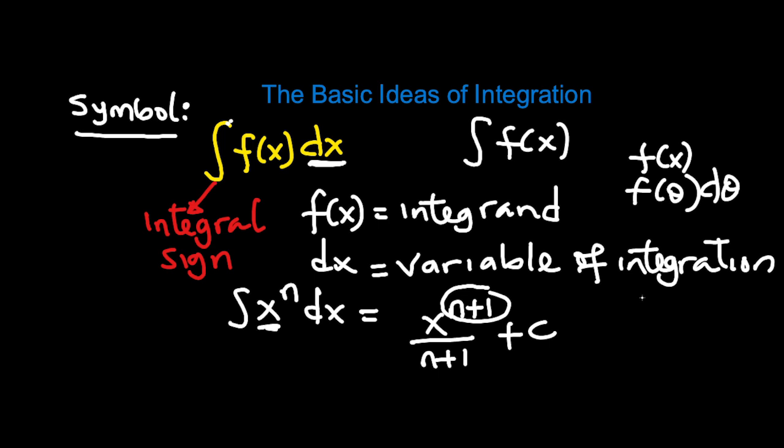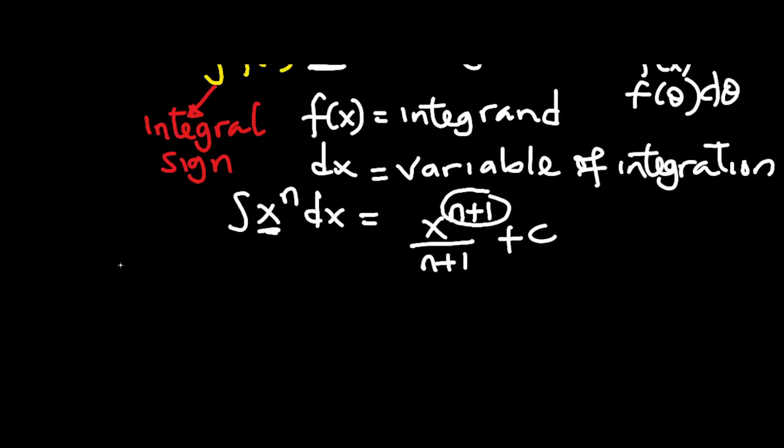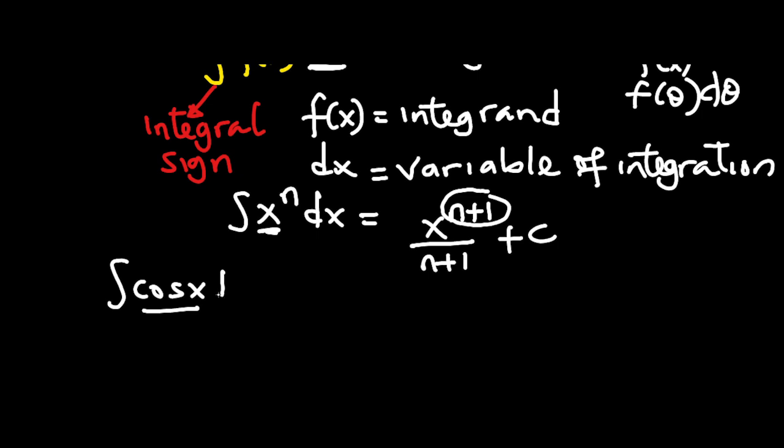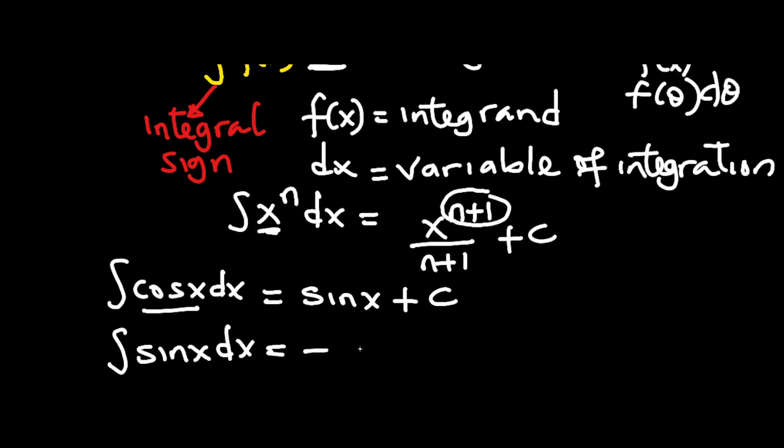So the next thing to do is to look at the standard forms for trig functions and other functions. The first one we want to look into is the integral of cos x. That's our f of x. The function is in the form of x, so that means the variable of integration will be dx. When you integrate cos x, it's going to give you sin x, plus the arbitrary constant. Another one again, the integral of sin x. Sin x will give you minus cos x, and then plus c.